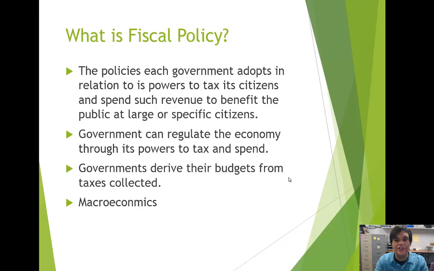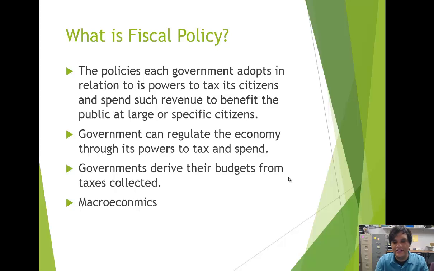Governments derive their budgets from the taxes collected, and so that's why it's very important to keep that in mind when we talk about fiscal policy. And all of this has to do with macroeconomics. Fiscal policy deals with the macroeconomic environment, or the economic system at large, and how the economy is doing within the state of Texas.